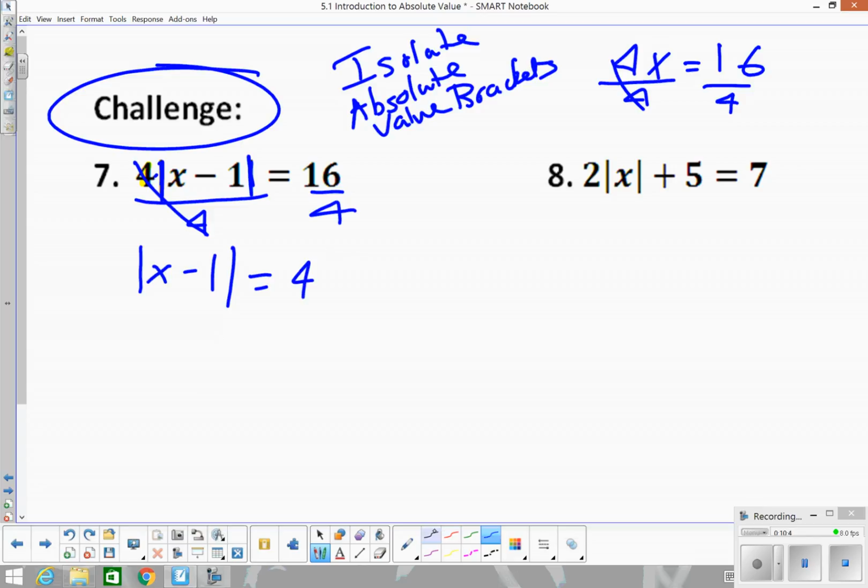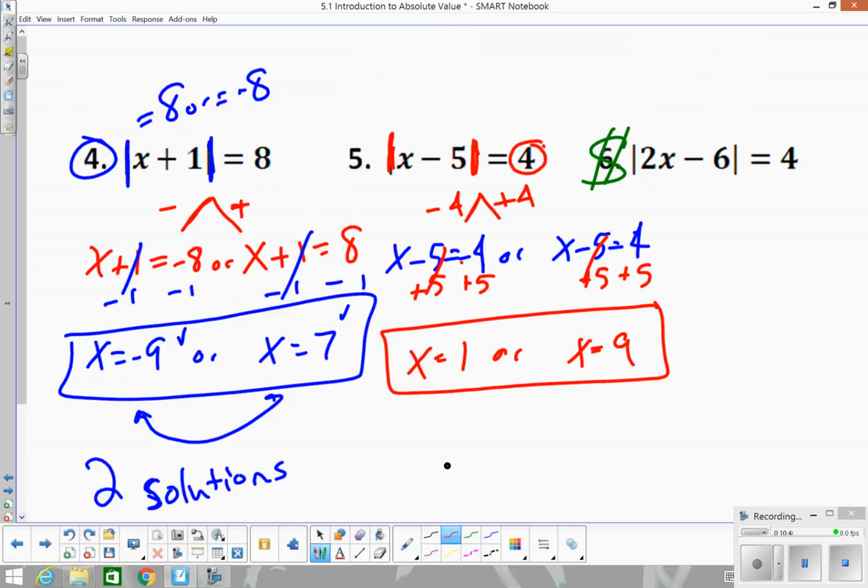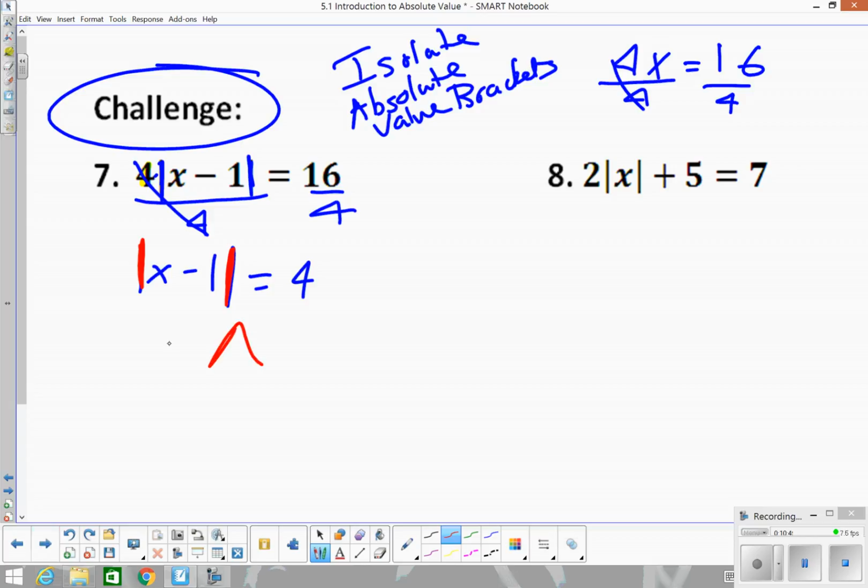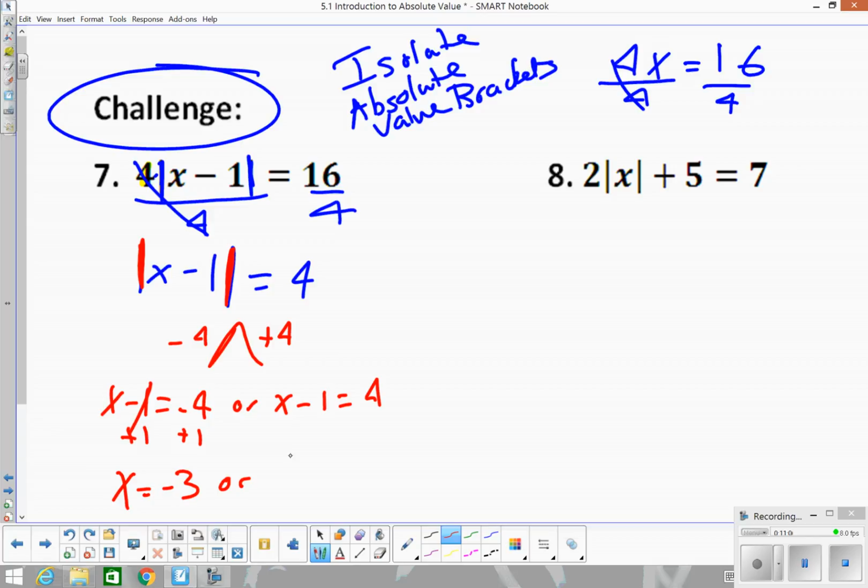So now when I go ahead and solve, my brackets are isolated, and this is just like the two-step one we did before. So break it off into a negative 4 and a positive 4. X minus 1 equals negative 4, or x minus 1 equals a positive 4. Add 1 to both sides. X equals negative 4 plus 1 is negative 3. Or, okay, here I have x minus 1 equals 4. Same thing, add 1 to both sides. X equals 4 plus 1, which is 5. And that's my answer. Okay, now 8 is slightly different.